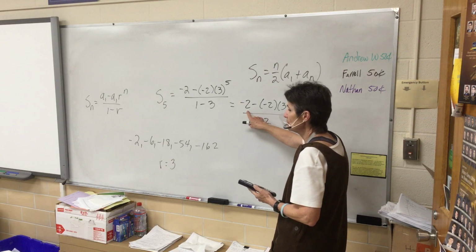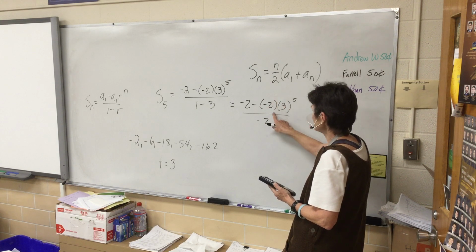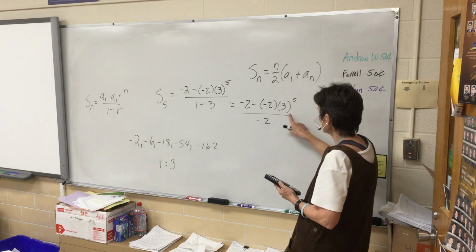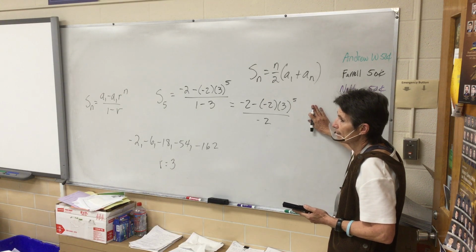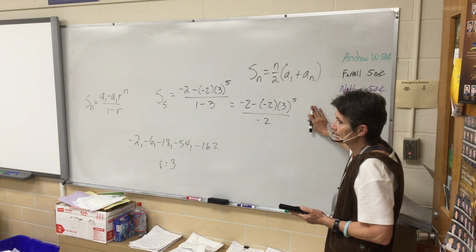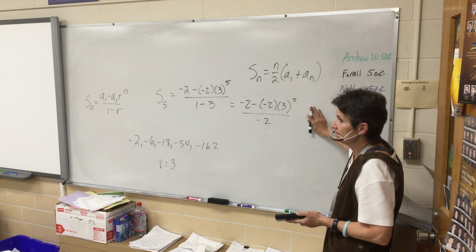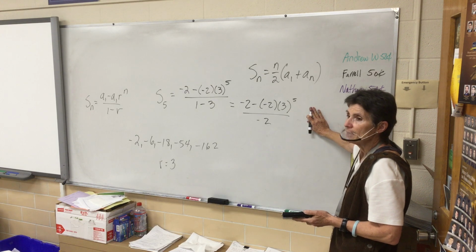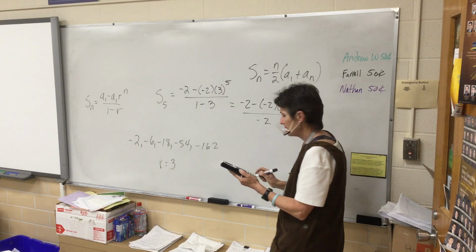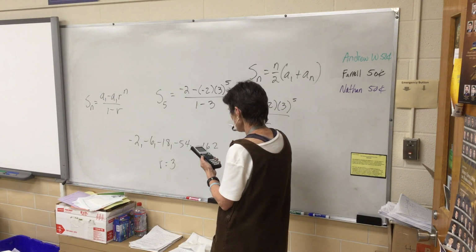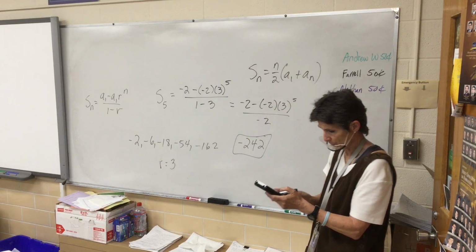Type it in exactly like this. Negative 2 minus parentheses, negative 2, parentheses, parentheses, 3, parentheses, 5. Did you get 484? Okay. Now, take 484 and divide by negative 2, and your answer, the sum of all these, is negative 242. That's really long, Miss Ford. I know.